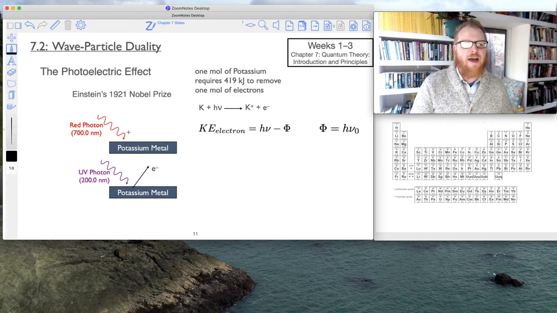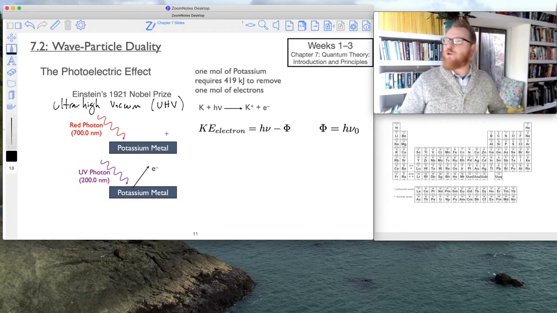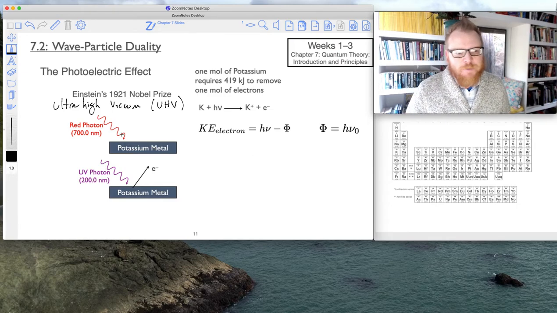So suppose we have some potassium metal, and of course this is in ultra high vacuum. So that is a scientific term, UHV. So this has to be an ultra high vacuum, which I'll explain why in a moment. So suppose we shined some red light at potassium metal, okay?